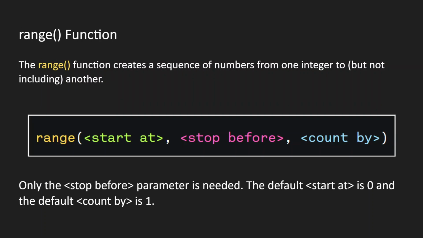Something that pairs really well with the for loop is the range function, which creates a sequence of numbers from one integer up to but not including another. Here's the syntax for that, and only the stop before parameter is required. By default, start at will be 0 and count by will be 1. So count by is how much it is incrementing by.